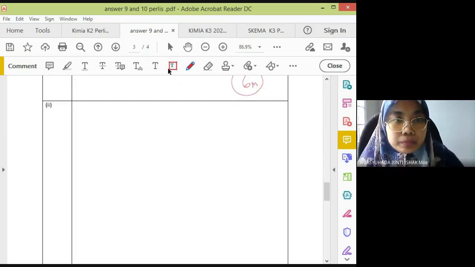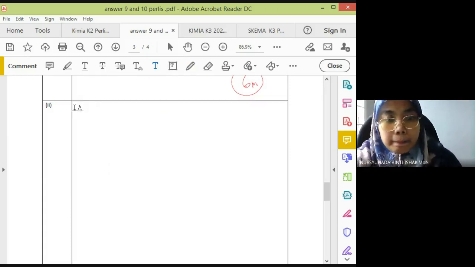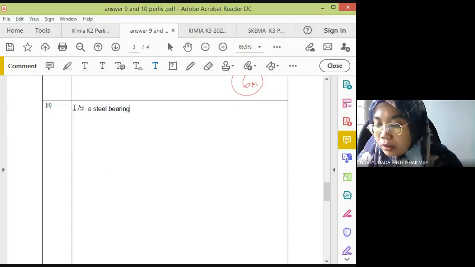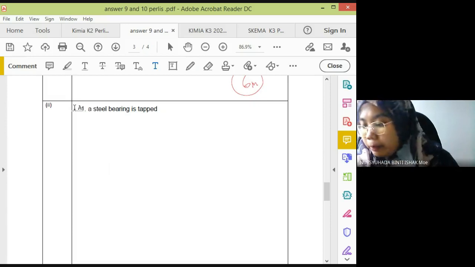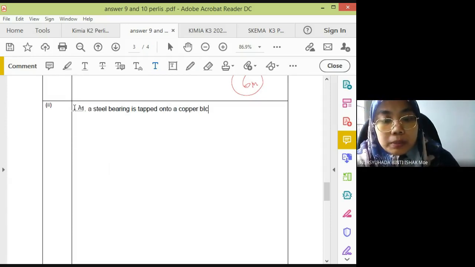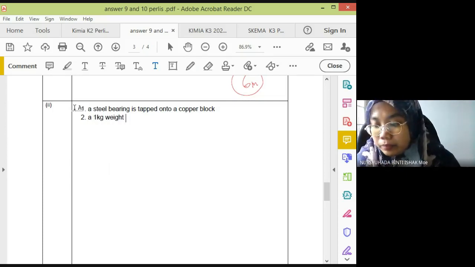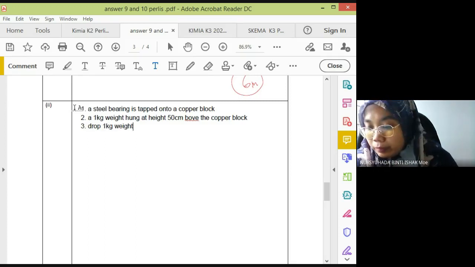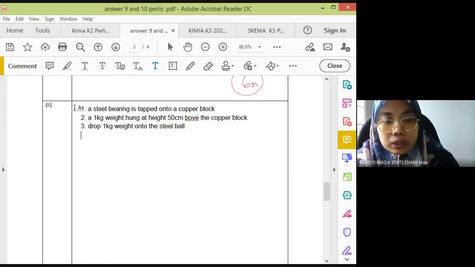Okay, so the procedure. Okay, prosedur yang pertama. What is the first procedure? Okay, a steel bearing or the steel ball is tapped onto a copper block. That is pure metal tadi. Okay, point yang kedua, a 1 kg weight hung at height 50 cm above the copper block. Okay, point yang ketiga, drop 1 kg weight onto the steel ball.